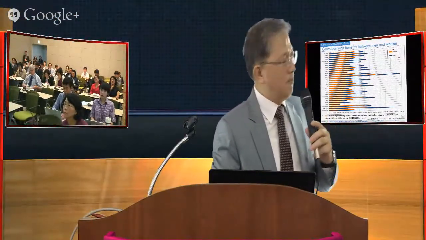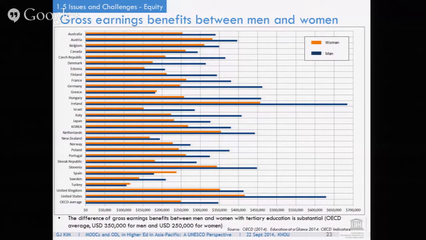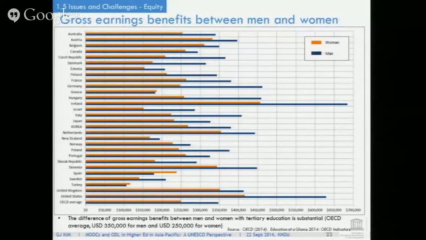Even with the same, oops, you may feel overwhelmed with this very complicated chart. What it shows is by country, with the same level of education, in this case university degree, the earnings that men and women get are different. Typically, women are getting less than men. So I'm talking about the return on investment again. So again, this may address both the quality and equity issue.